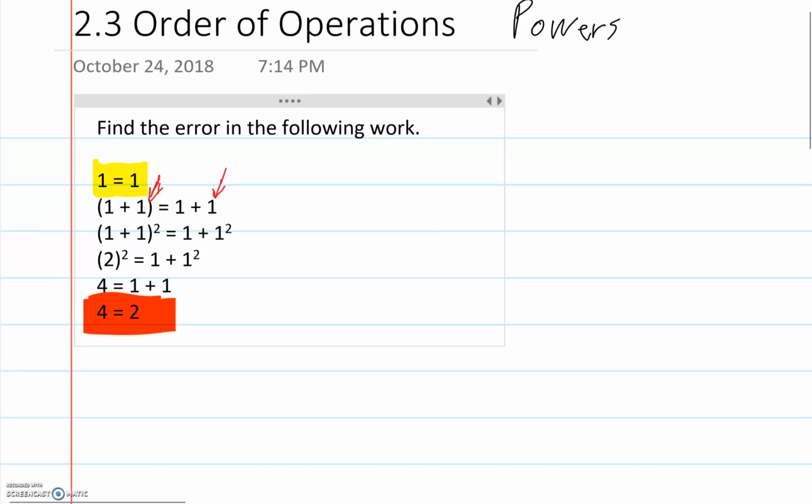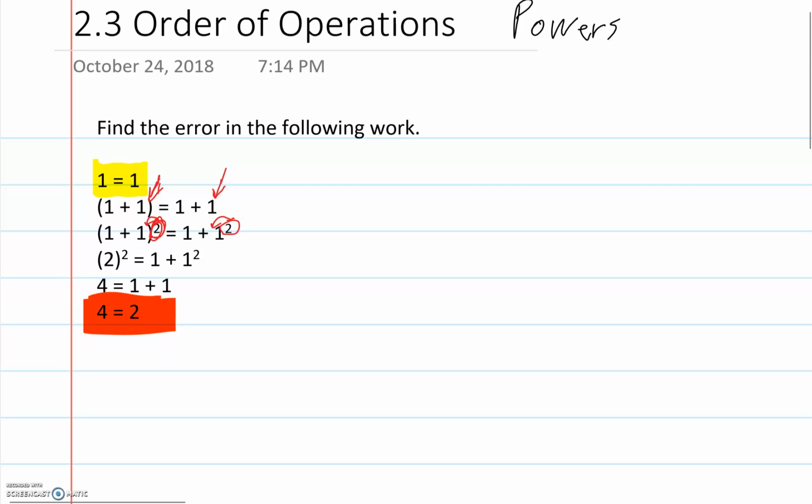On the next step, we have (1 + 1) in brackets squared equals 1 + 1 squared. So that's important. The difference here now is that the square only talks about what's right next to it. What's right next to it? The bracket. What's right next to this one? The 1. So the square now talks about what's right next to it instead of the entire thing. So now that we know order of operations, the brackets really make a big difference.